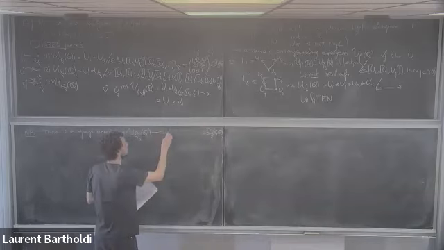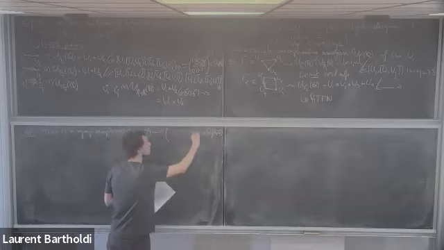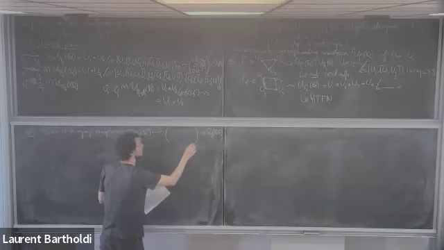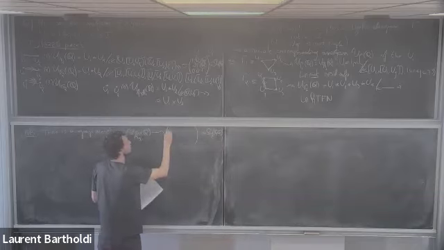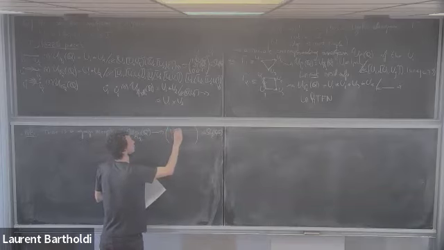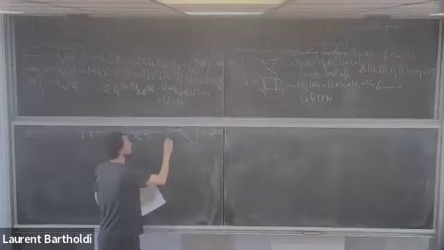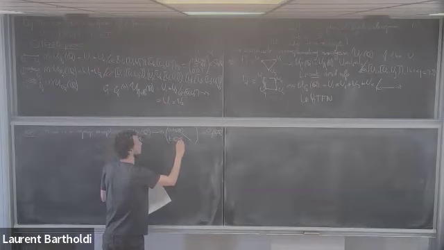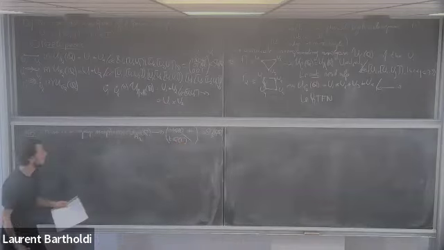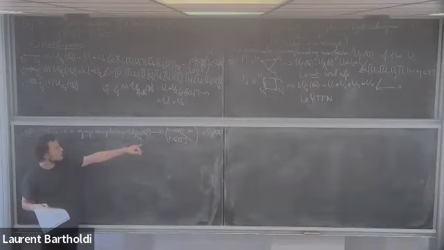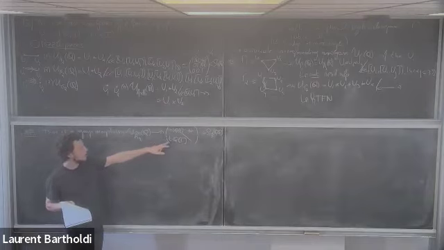And its image is almost everything, but not quite. So the image is: on the diagonal you have things that are 1 modulo T, below the diagonal you have things that are 0 modulo T, and here you have everything. So the image of this morphism is the subgroup of matrices that are upper triangular and unipotent modulo T.